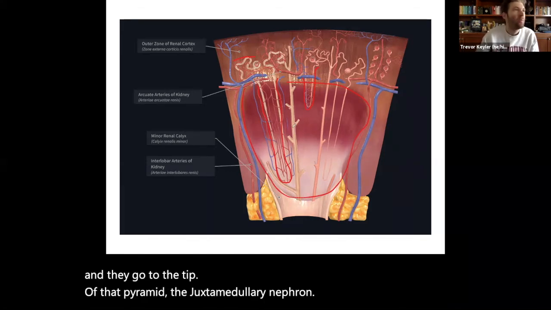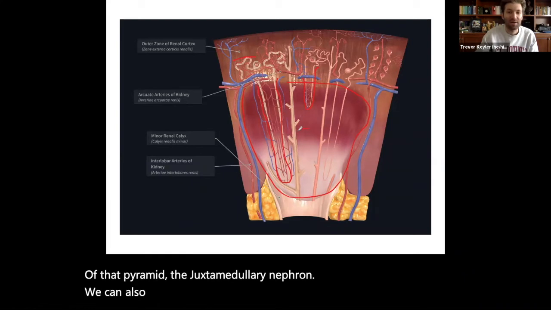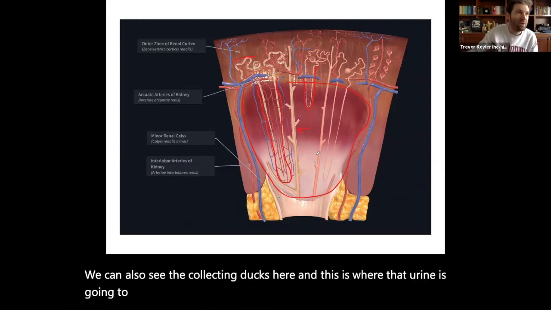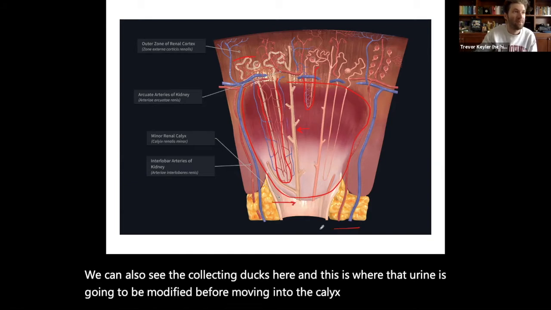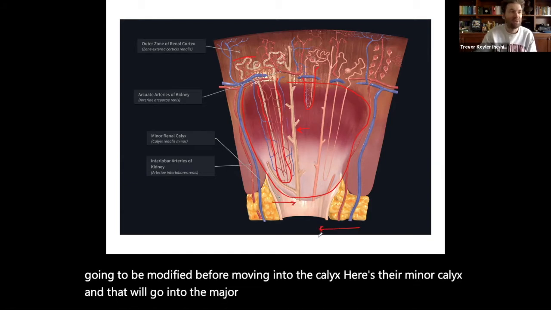Okay. We can also see the collecting ducts here. And this is where that urine is going to be modified before moving into the calyx. Okay, so here's your minor calyx, and that'll go into the major calyx, and then into the ureter to be passed.